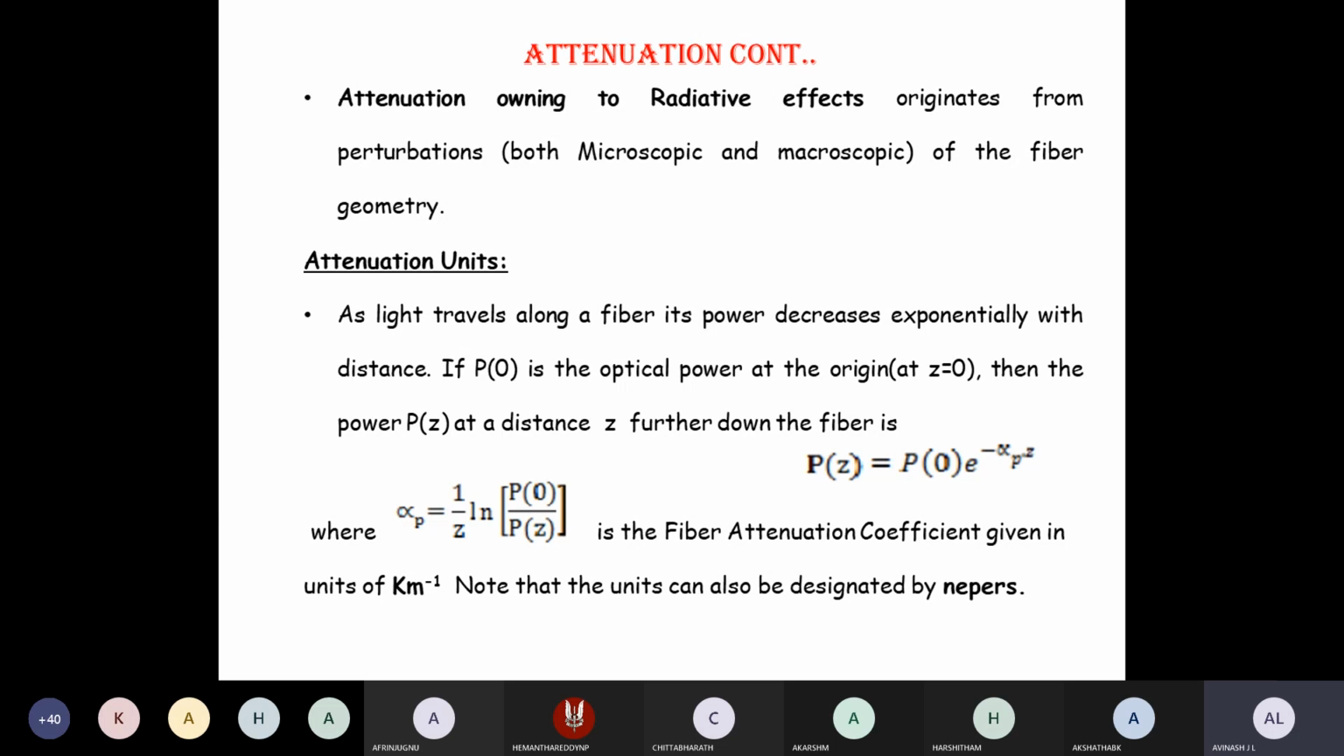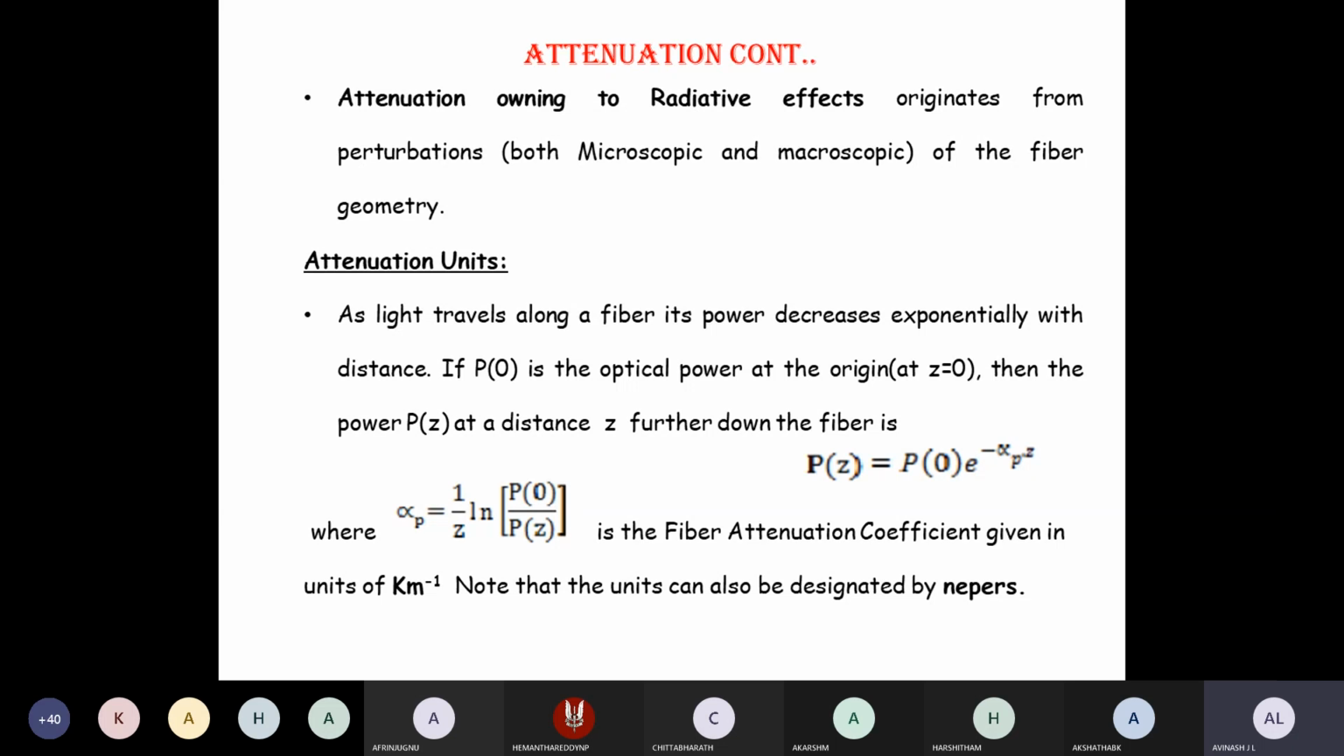When you want to calculate the power, it will be given by P of Z. So P of Z equal to P of 0 into e to the power of minus alpha suffix p into z, where z is the distance. So that is the equation that is given.